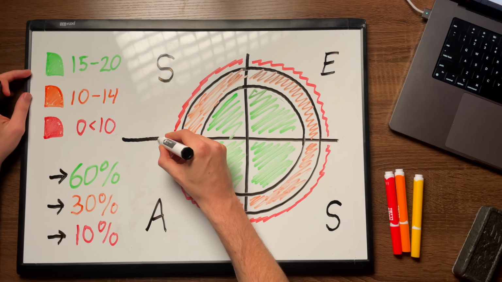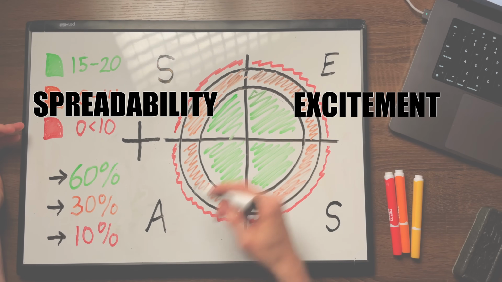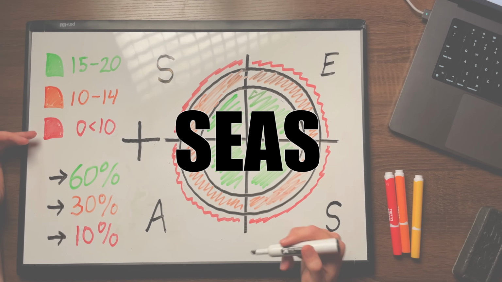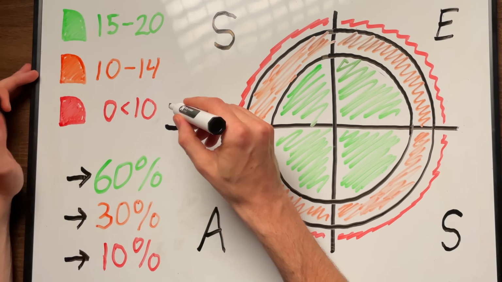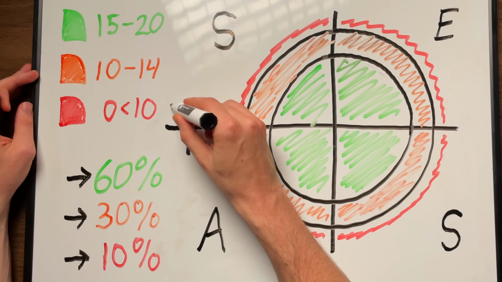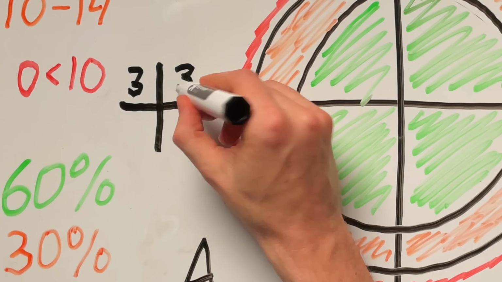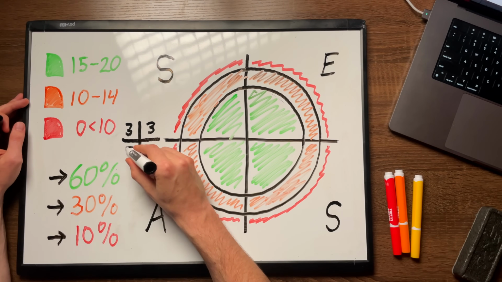So let's start by drawing our little plus sign here. And if you remember, it's spreadability, excitement, audience match, and simplicity, or SEAS for short if you like acronyms. Now let's rate this video idea. Spreadability. Let's say we think it'll spread decently, but we don't think it'll spread a lot. We give it a 3. If we're excited about it, yeah, maybe we're about middle of the road excitement. It's a 3 there. But we think this video will be perfect for our audience, so we give it a 5.